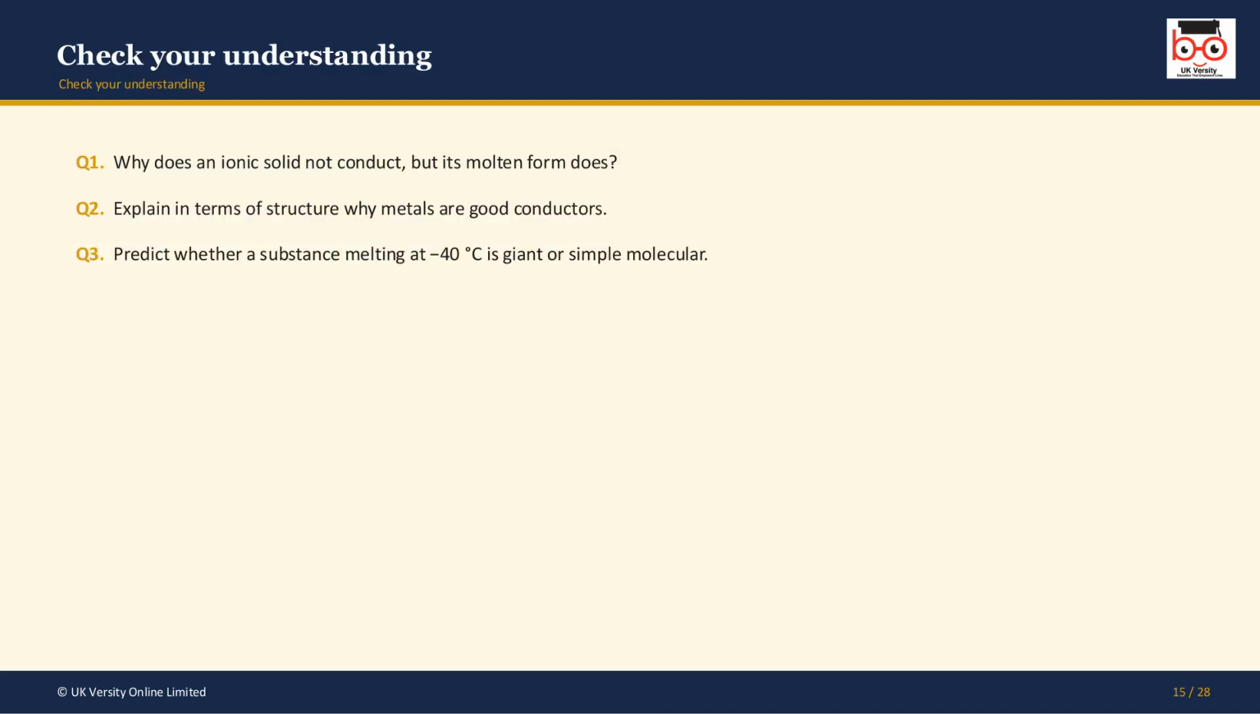Let's check your understanding. First, why does an ionic solid not conduct, but its molten form does? Second, explain, in terms of structure, why metals are good conductors. And third, predict whether a substance that melts at -40 degrees is giant or simple molecular. Have a think before we continue.